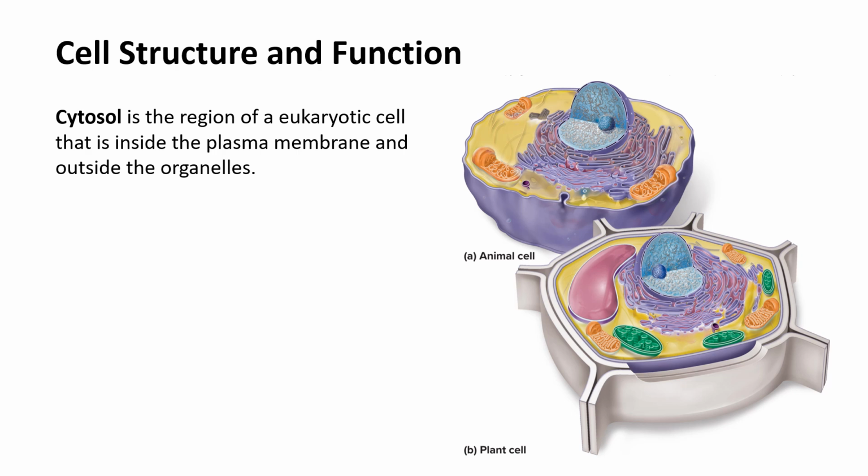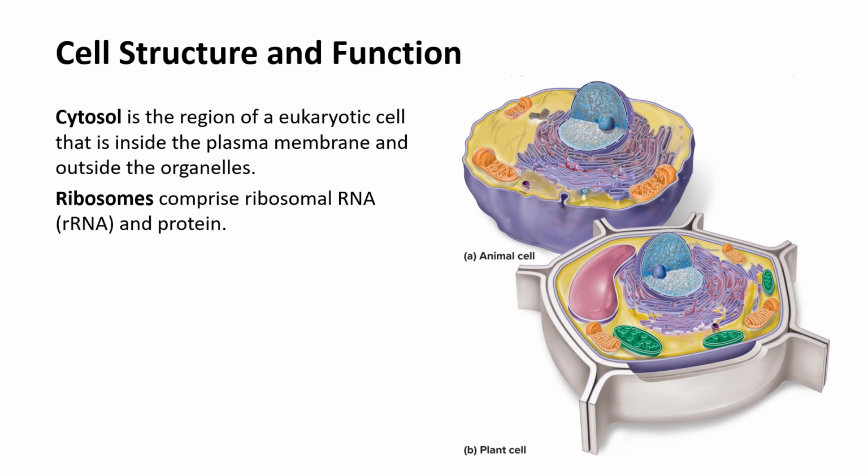Now, the first basic structure to look at in any cell, including a bacterial cell, is the cytosol. And this is basically the area just inside the plasma membrane. Actually, let me correct that. Not just inside, but it is inside the plasma membrane and outside of the organelles. So really, it includes the fluid portion of the cell known as the cytoplasm, as well as some interesting organelles called the ribosomes.